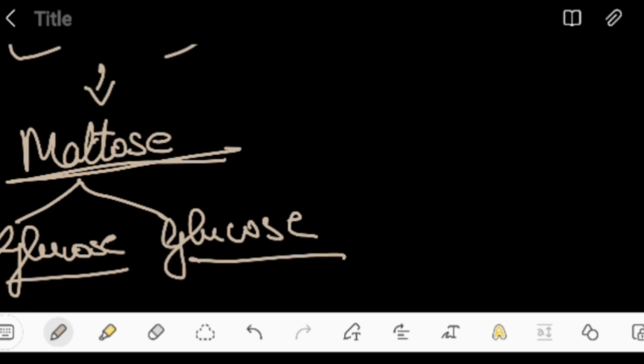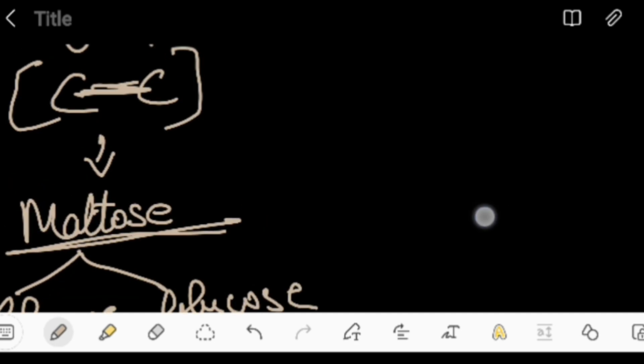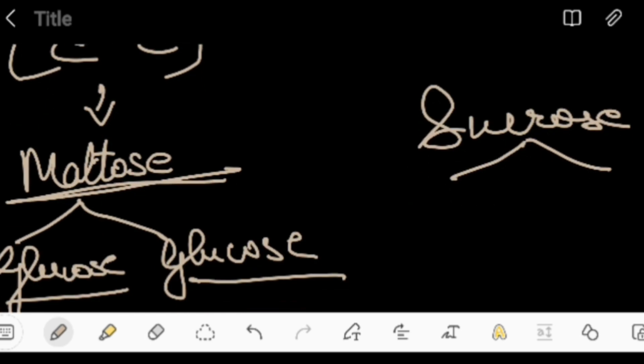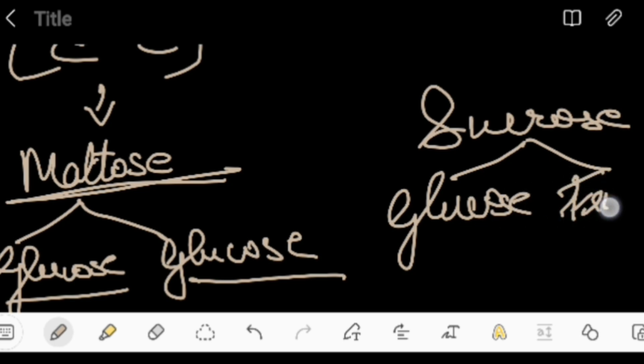Is it compulsory that we get only the same monosaccharide? No. Just take the example of sucrose. When you hydrolyze it, you get glucose and fructose, 1 unit of glucose and 1 unit of fructose. So this is what we know about disaccharide.